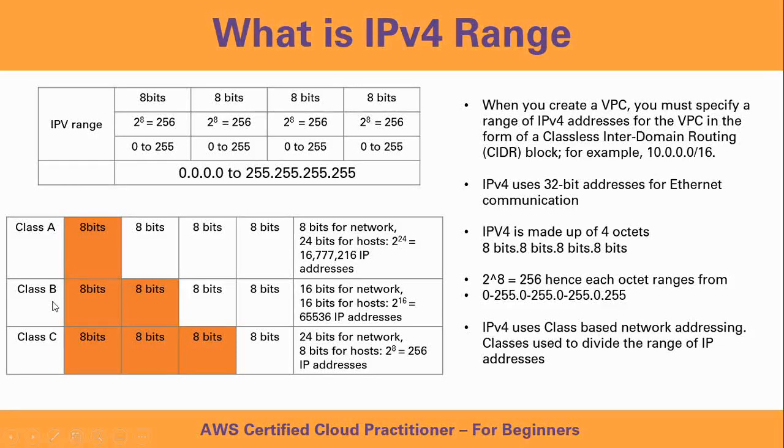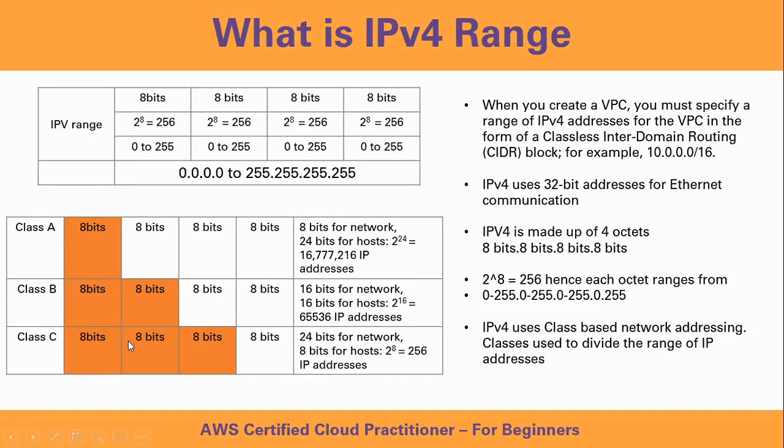In class B, 16 bits are reserved for the network. So the number of hosts or IP addresses available is 8 plus 8, which is 16. So 2 to the power 16, which is 65,536 IP addresses.